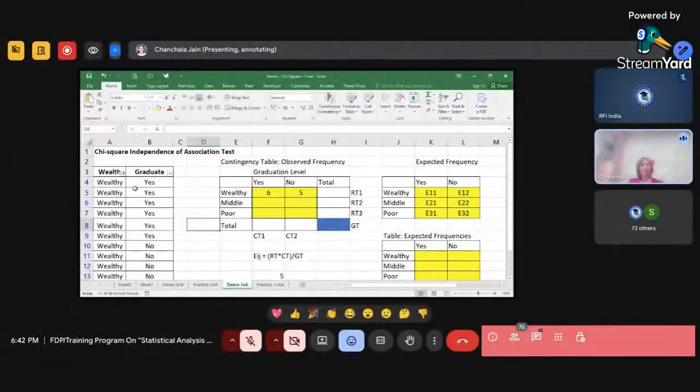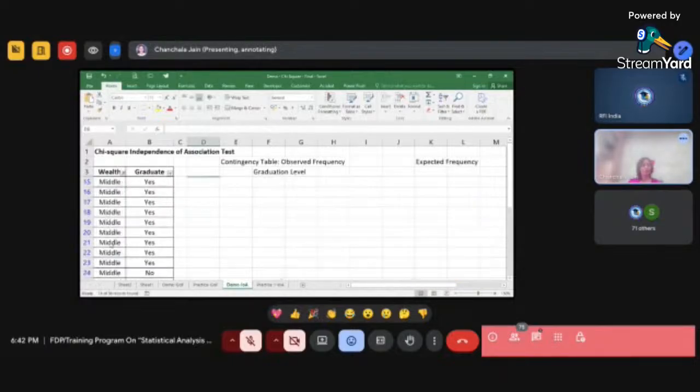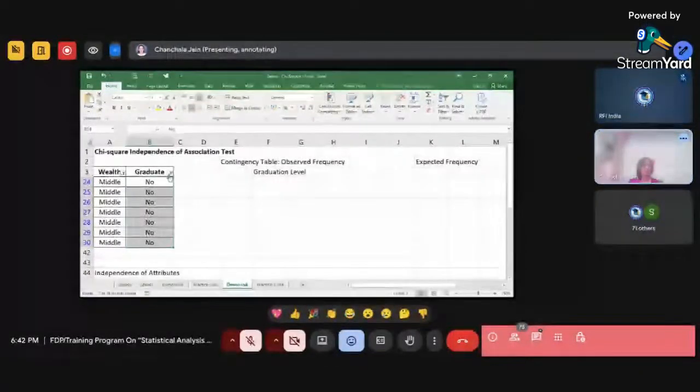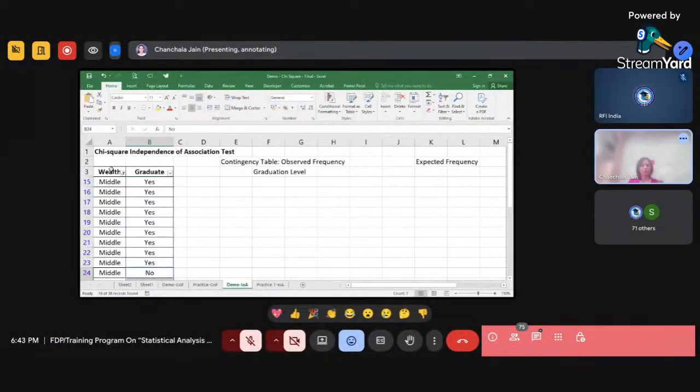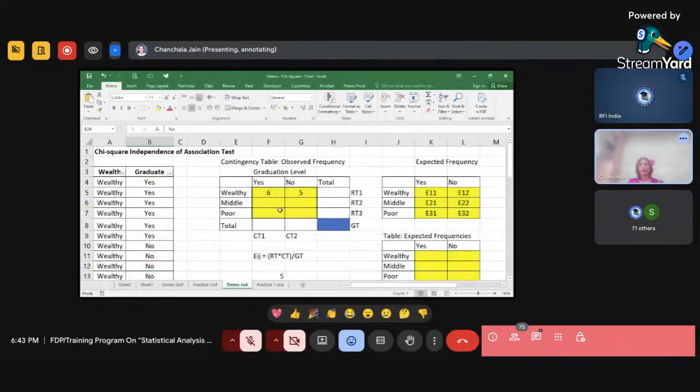Similarly, here I'll select now middle. For middle, I'll select firstly, suppose, yes. Middle and yes is coming as 9. Middle and no is coming 7. So it is 9 and 7. So I can write here 9 and 7.